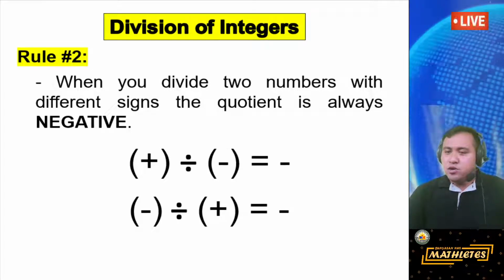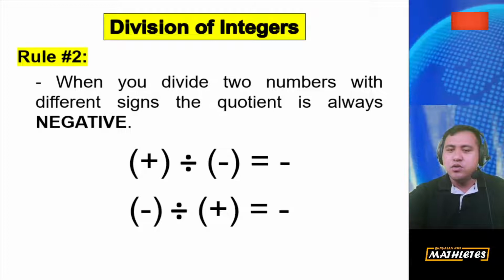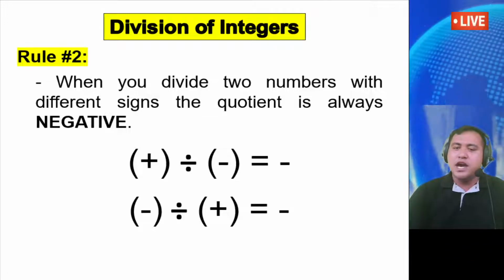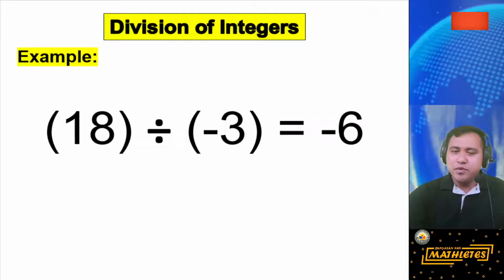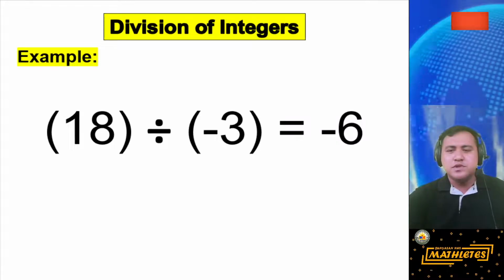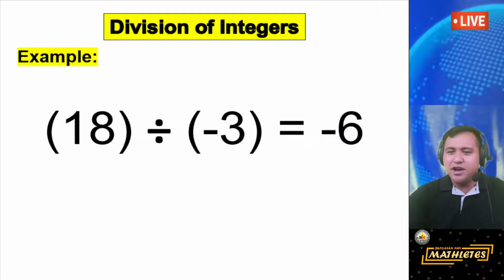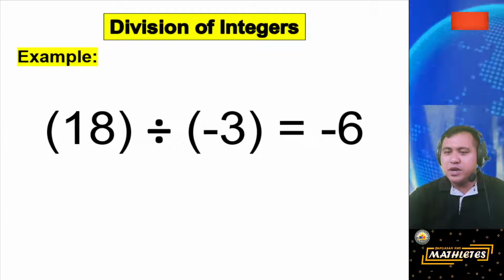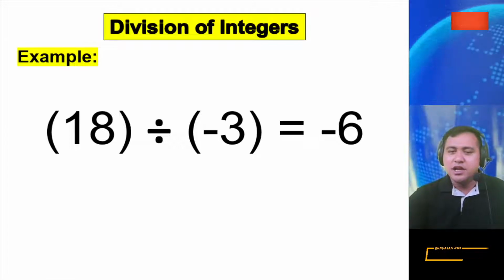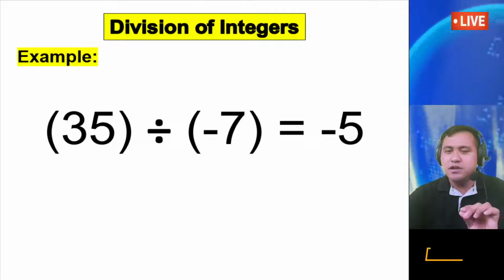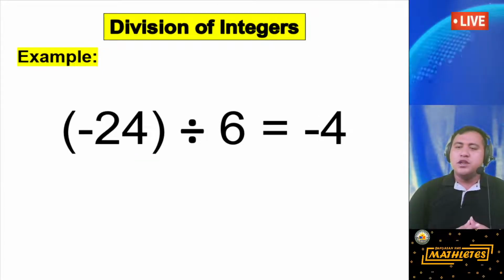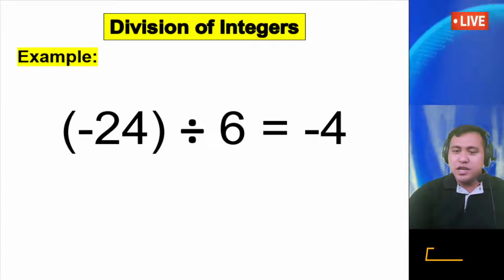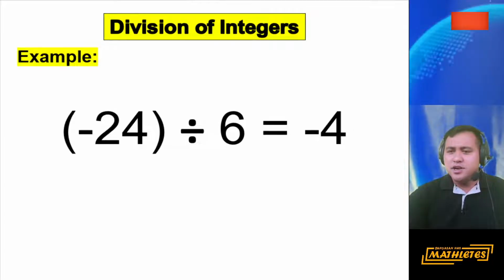Now, second rule, pareho pod sa multiplication. When you divide two numbers with different sign, the quotient is always negative. Okay. For example, positive 18 divided by negative 3, the result is negative 6. Pareho process, pero pareho process pag divide, pero lahi ang sign. Okay. 35 divided by negative 7, negative 5. Negative 8 divided by 2, the result is negative 4. Negative 24 divided by 6, ang resulta, kay ang usa negative, ang usa positive, ang answer negative.